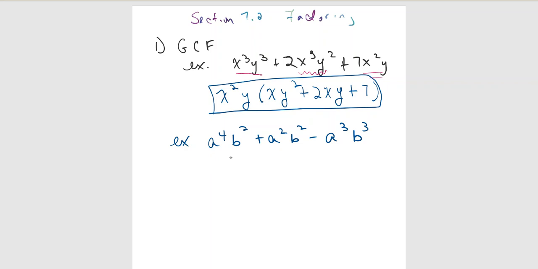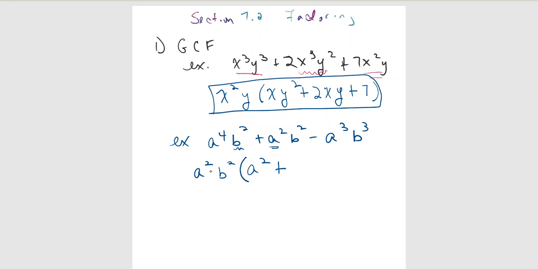Again, we have three terms. A to the second is the smallest degree of a, so we'll take that out. And b to the second is the smallest degree for b. So that's our GCF. Again, we subtract exponents, so we have an a to the fourth and a squared, so 4 minus 2 will leave me with a squared. B squared, we took out a b squared, so 2 minus 2 leaves us with no b's.